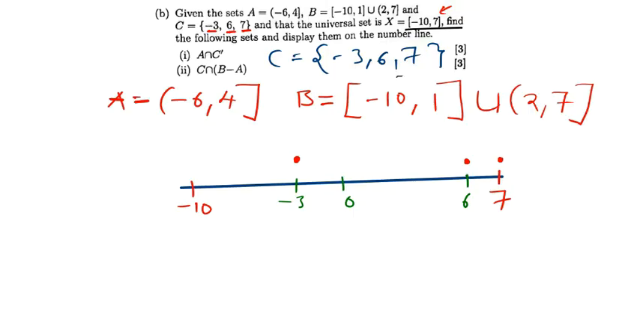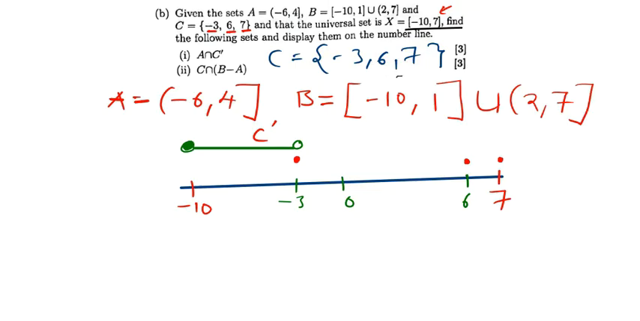So if I was to find the complement of it, it would be something like this. Negative 3 wouldn't be included, but all the way up to negative 10. So this is one part of C complement: an interval from negative 10 to negative 3, except negative 3 is not included because it's part of C.